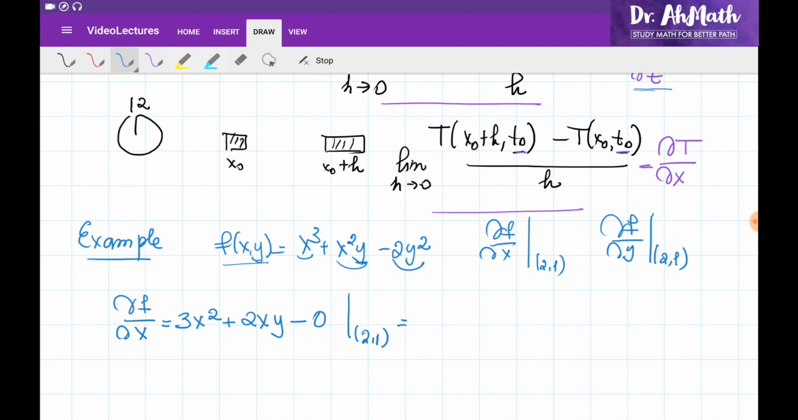I'm going to substitute x with t. It's going to be 3 multiplied by 4 plus 2 multiplied by t, and I'm going to substitute y with 1 multiplied by 1. It's going to be 12 plus 4, which is 16.